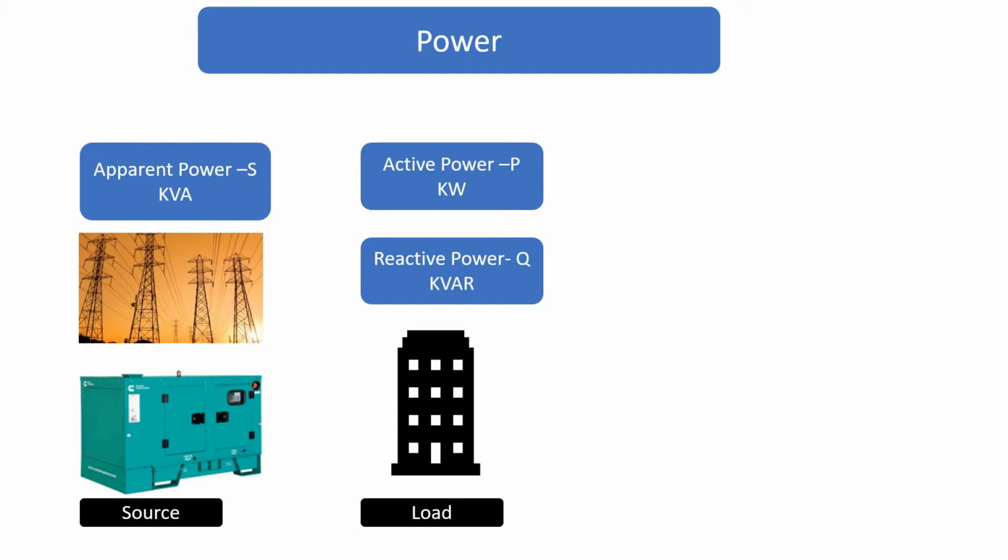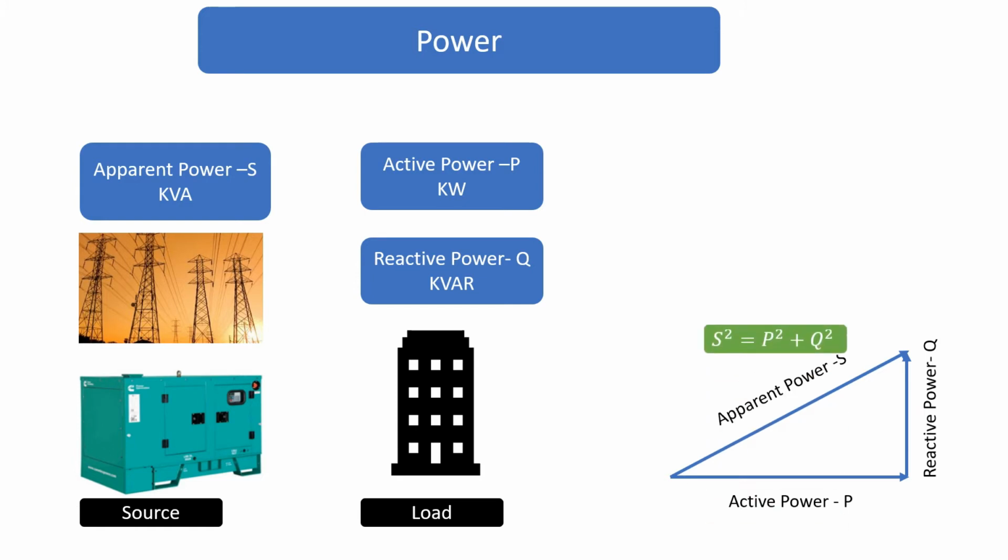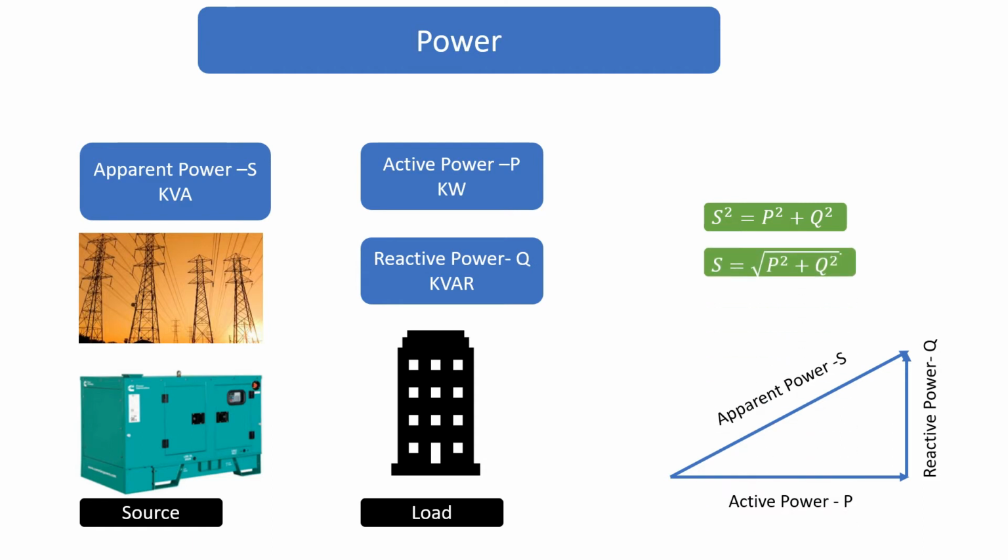Now consider the triangle of power. As per Pythagoras theorem, the apparent power is the square root of P square plus Q square, that is, active power square plus reactive power square.